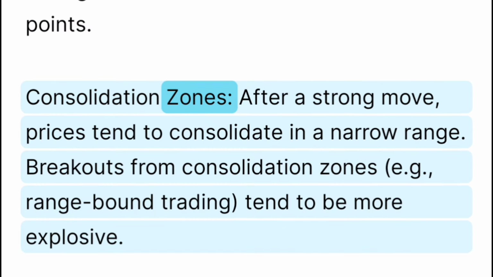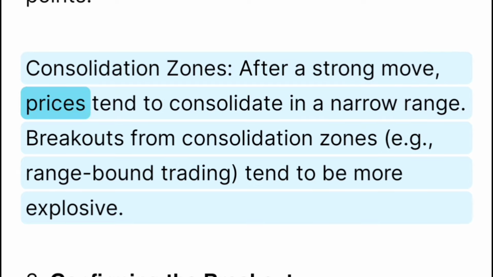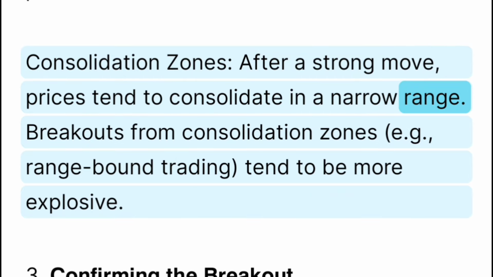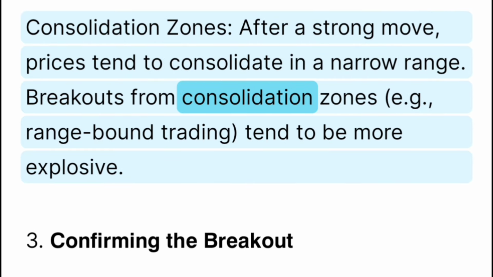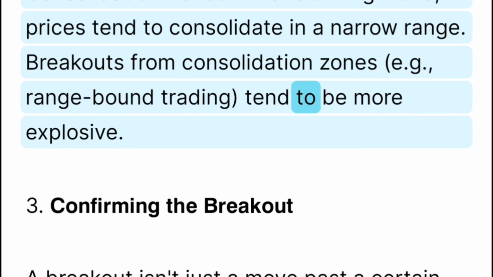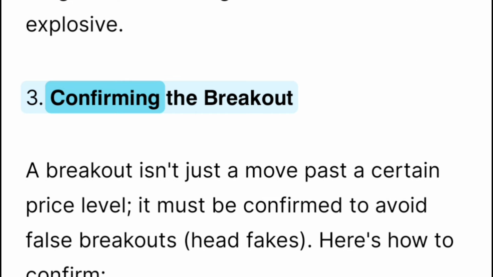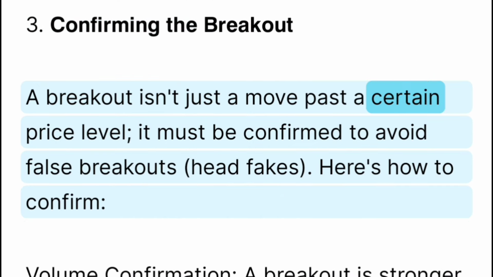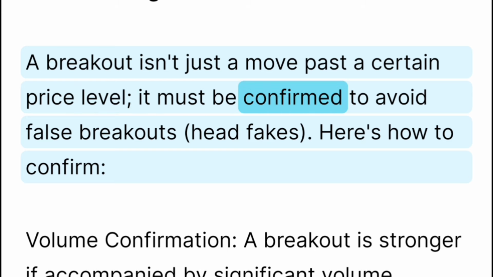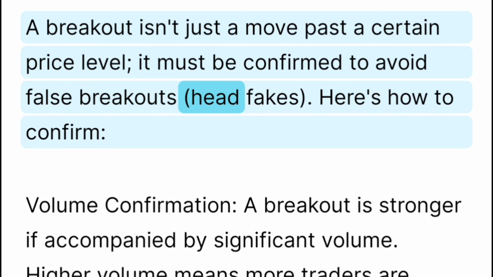Consolidation zones. After a strong move, prices tend to consolidate in a narrow range. Breakouts from consolidation zones, for example, range-bound trading, tend to be more explosive. 3. Confirming the breakout. A breakout isn't just a move past a certain price level. It must be confirmed to avoid false breakouts, head fakes.